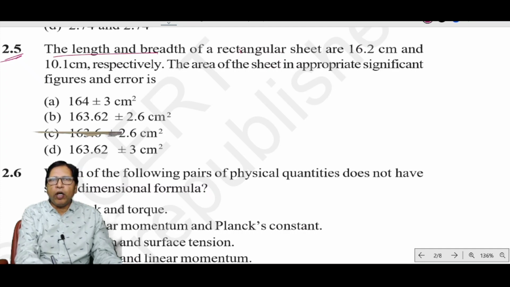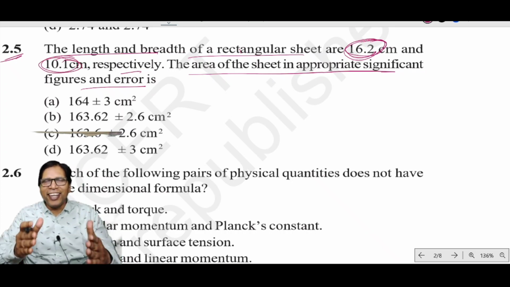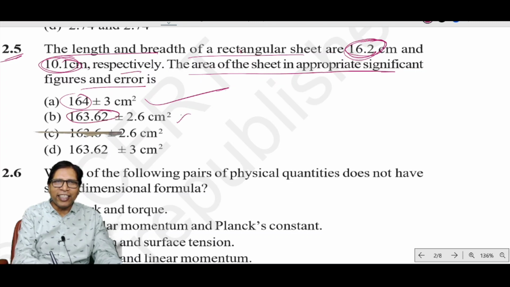The length and breadth of a rectangular sheet are 6.3, 16.2, and 10.1 centimeter respectively. The area of the sheet with appropriate significant figures. Now look at this, it has three significant figures, it also has three significant figures, so the result has three significant figures. Now look at this, it has three significant figures, so this is correct. This is five significant figures, this is incorrect. This is four, incorrect. This is five, incorrect.